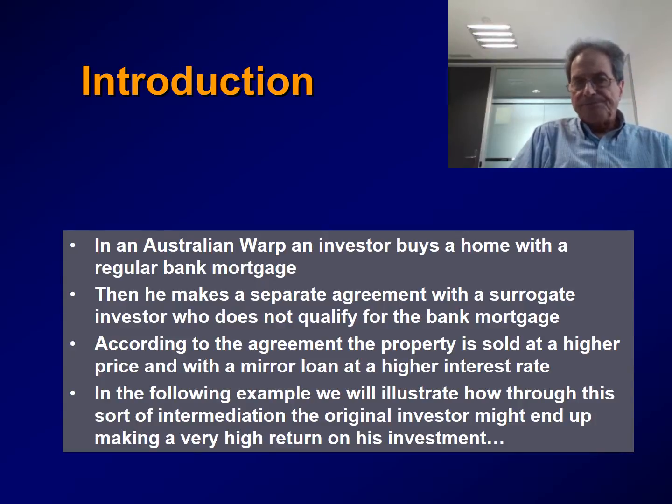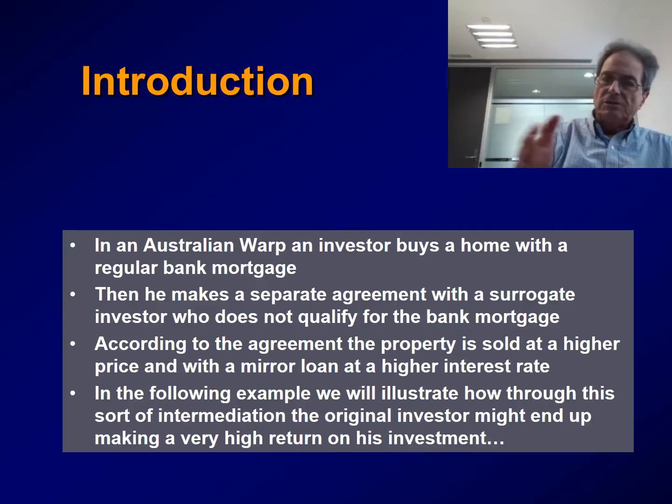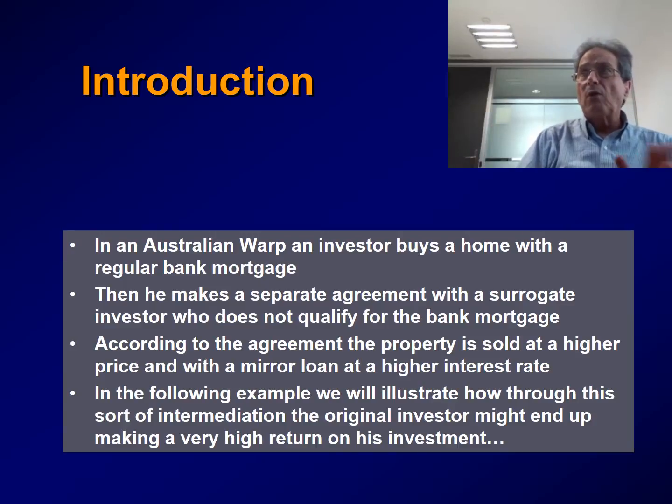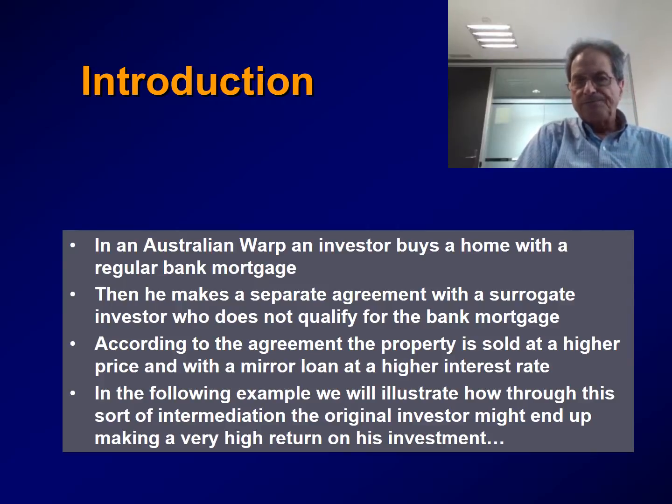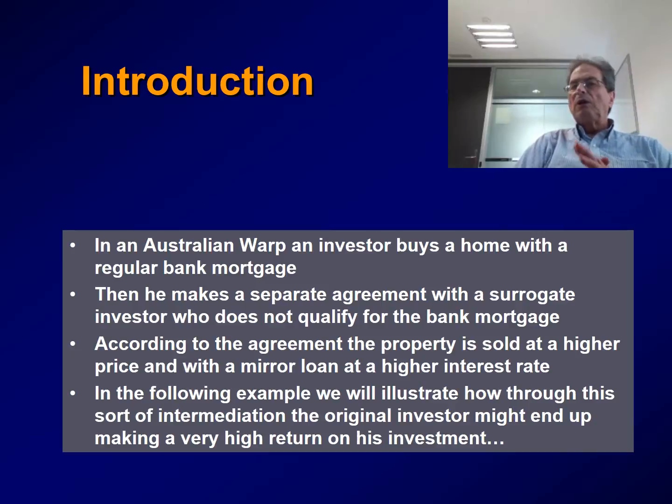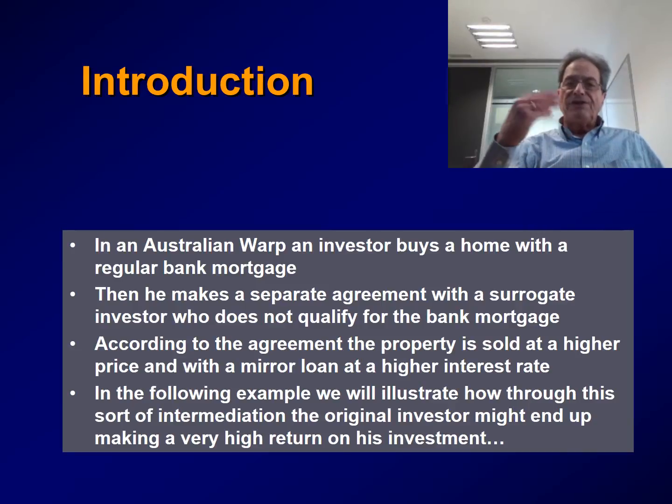bank mortgage. According to this agreement between the original investor and the secondary or surrogate investor, the property is sold to the surrogate investor at a higher price and with a mirror loan at a higher interest rate than the original interest rate for the mortgage. In the following example, we will illustrate how, through this sort of intermediation, the original investor might end up making a very high return on his investment.